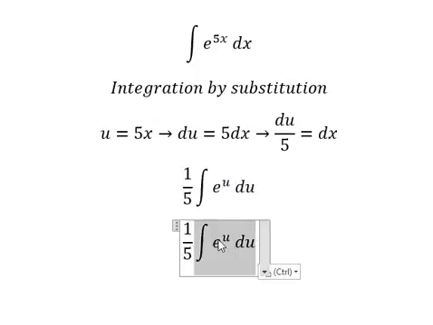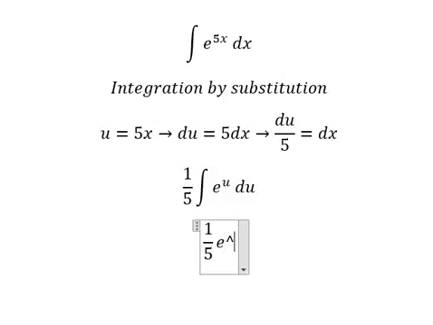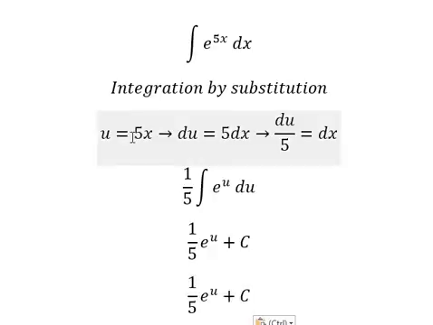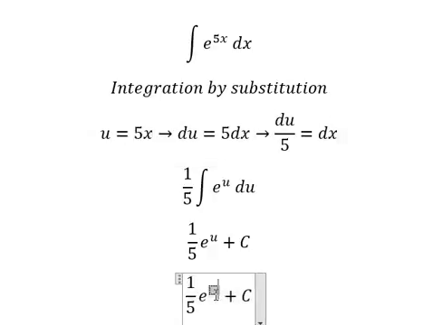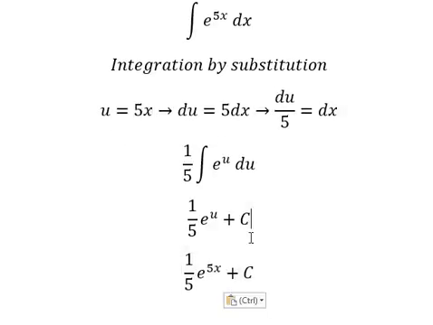The integration of this one, we have e to the power of u, and we put plus c. Then u is substituted back with this one. And this is the final answer.